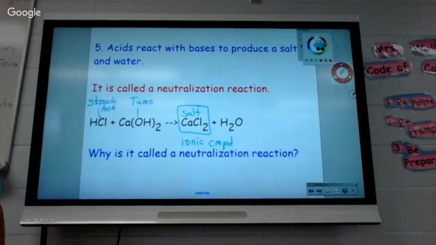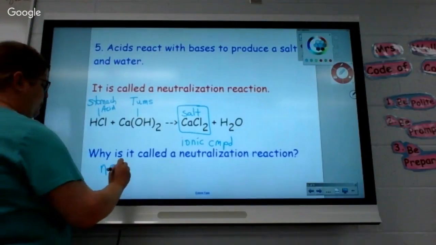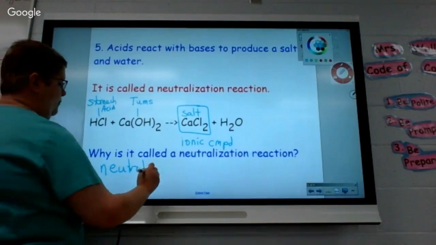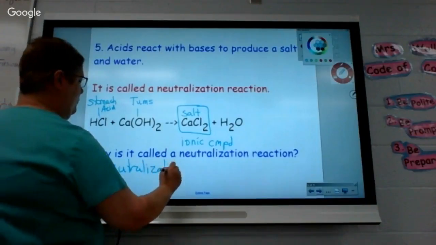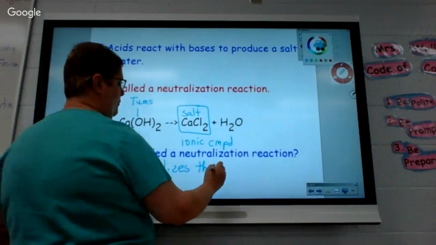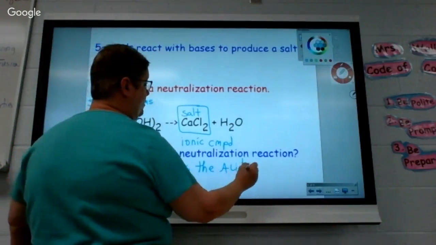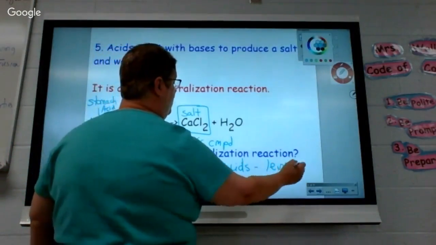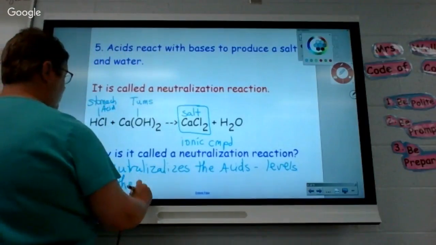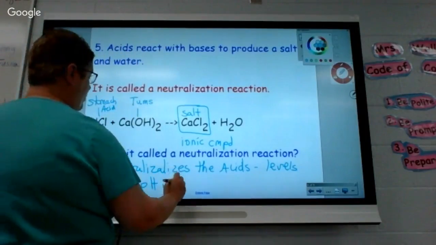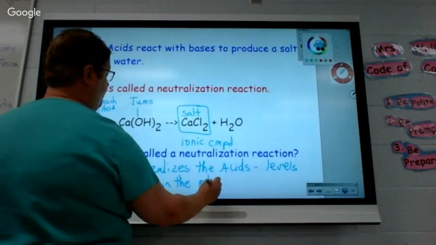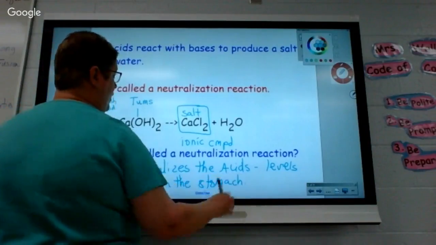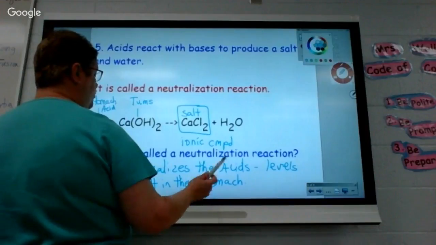There you go. Now, why is it called a neutralization reaction? Anybody know? Cancel each other. It neutralizes the acid, or you can say it levels the pH in the stomach. Either one will work, since we're talking about food.